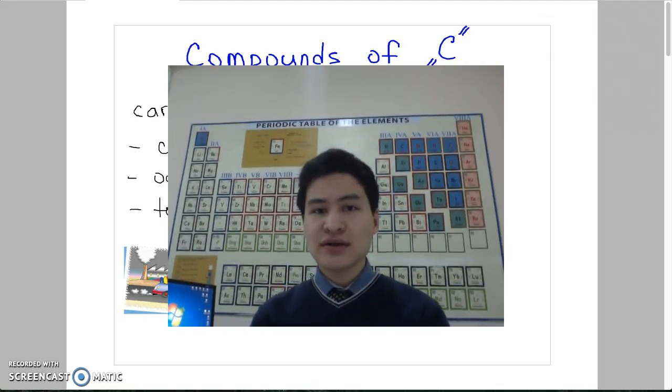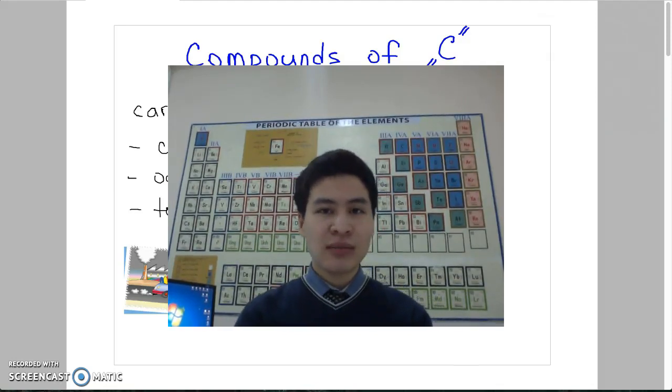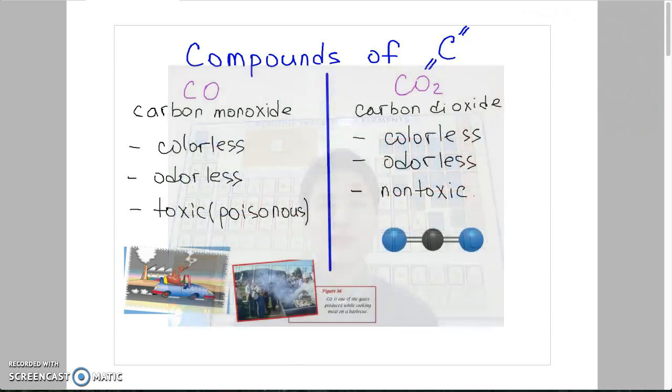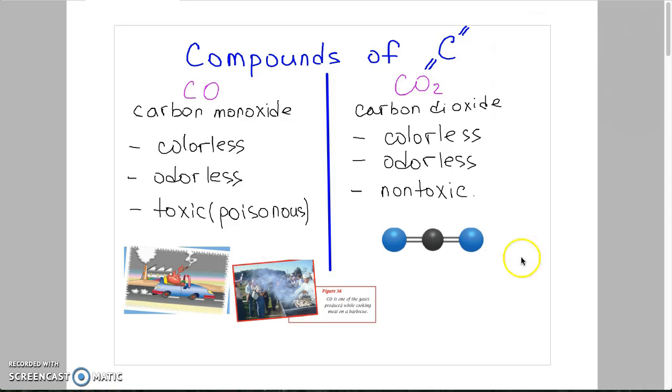In this section, the most common inorganic compounds of carbon will be considered in detail. The most important compounds are oxides of carbon. Here we have two oxides, carbon monoxide and carbon dioxide. If we talk about carbon monoxide, it is found in the atmosphere in trace amounts.